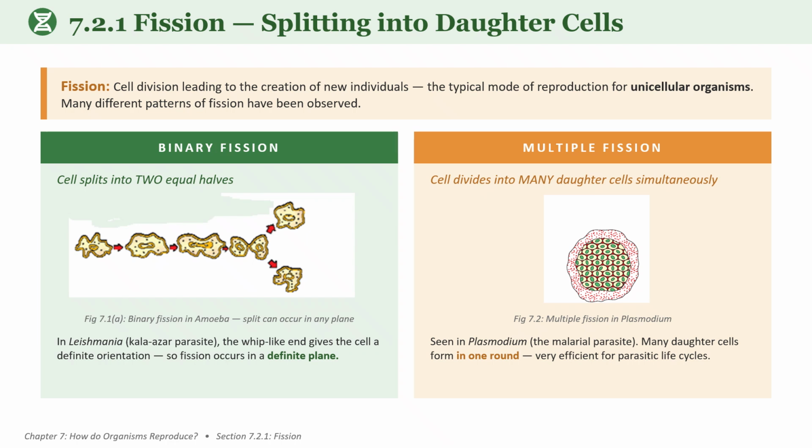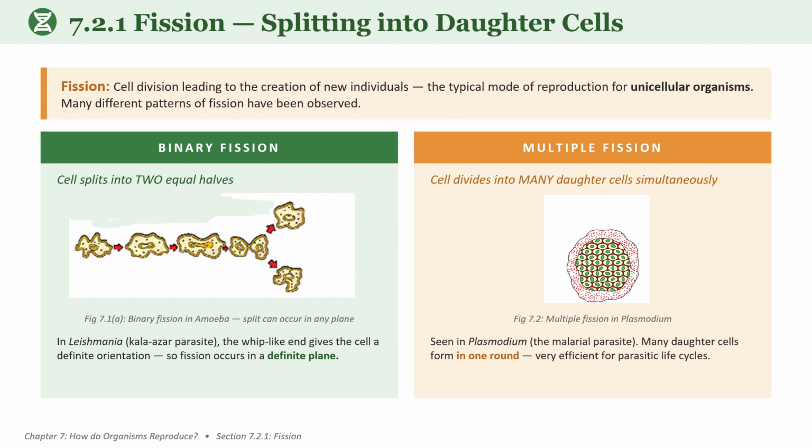Then what is multiple fission, children? In multiple fission, one parent cell divides into many daughter cells simultaneously. What happens in this? The nucleus divides repeatedly. Then cytoplasm surrounds each nucleus. Many daughter cells are released. Can you see this in the picture? So many things are formed. Then cytoplasm surrounds each nucleus and many daughter cells are released.